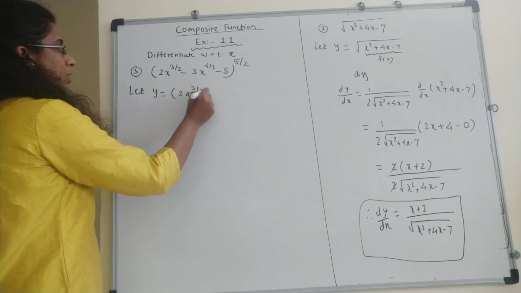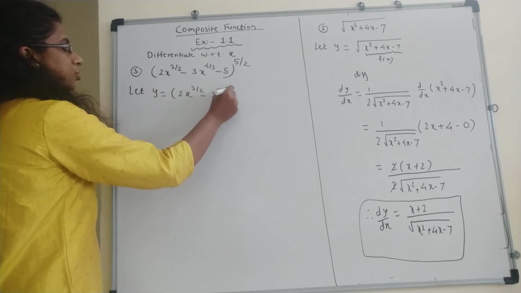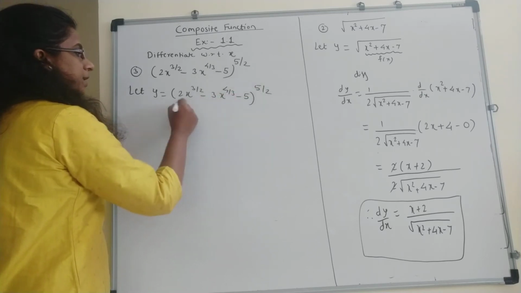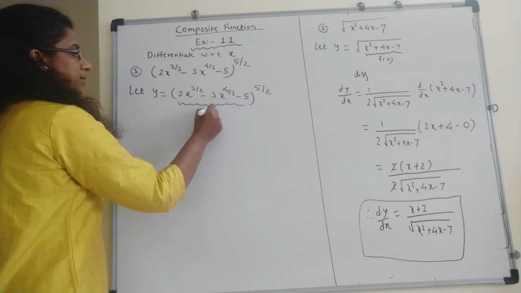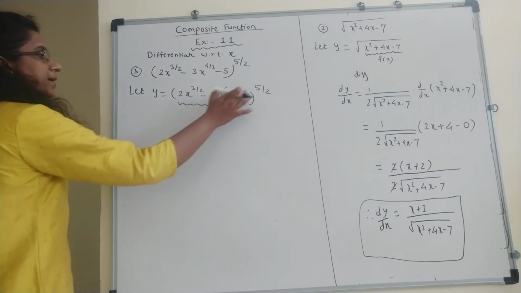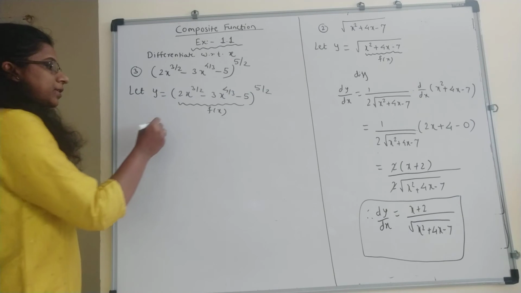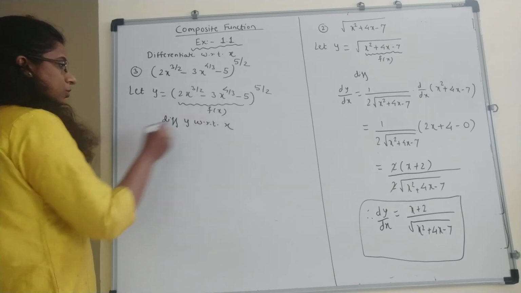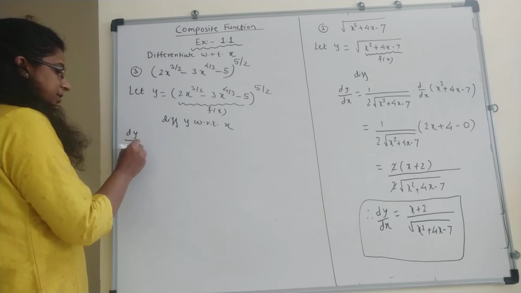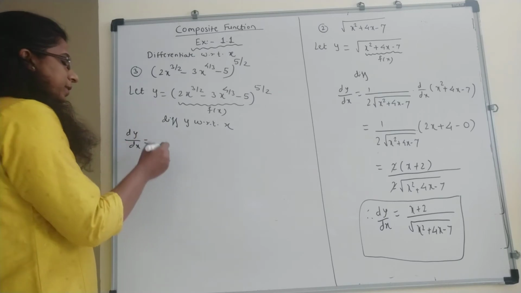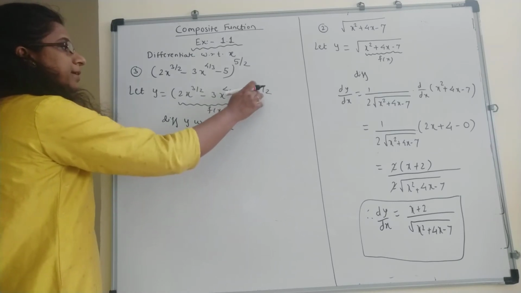Now we'll consider here the bracket raised to 5/2 is there. So the inner function we'll consider as fx. Which form is there? The fx raised to n form. Now we're differentiating this function with respect to x. So dy by dx is, fx raised to n form, so derivative value is n, and in this case it is 5/2.